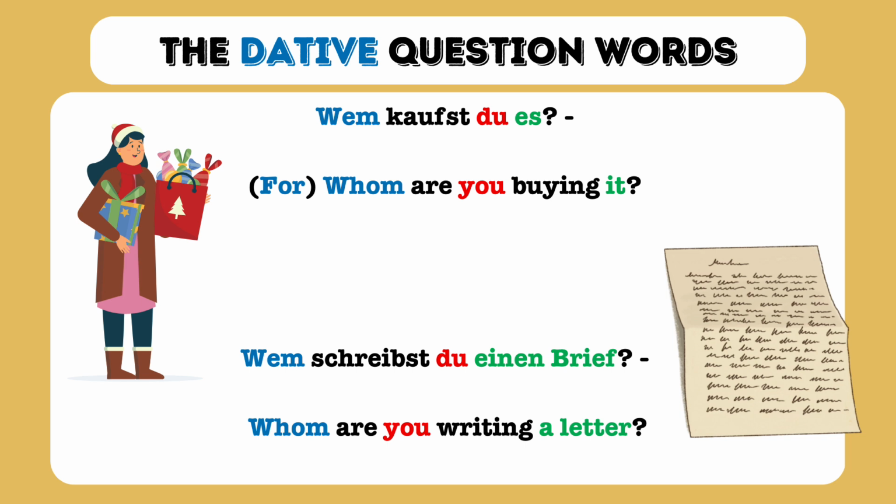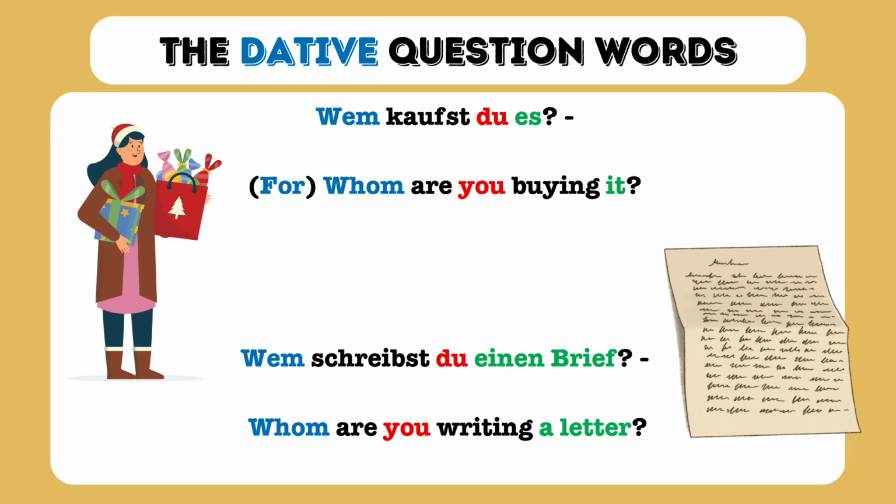Wem kaufst du es? For whom are you buying it? Ich kaufe das deiner Mutter. I am buying that for your mother. Deiner Mutter would be in the dative case there because your mom is the indirect object.